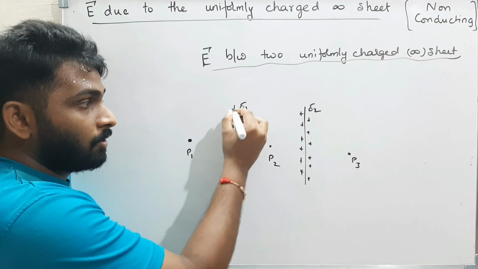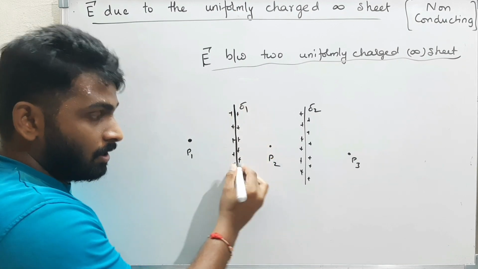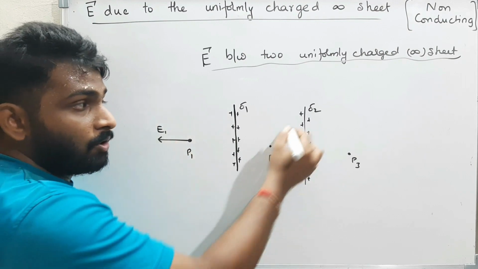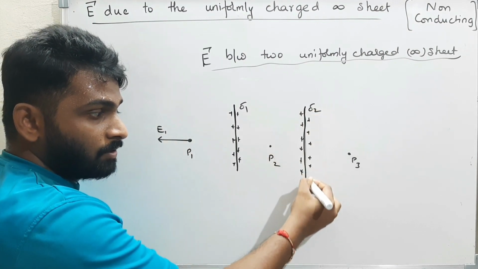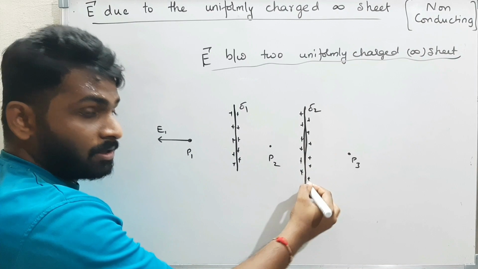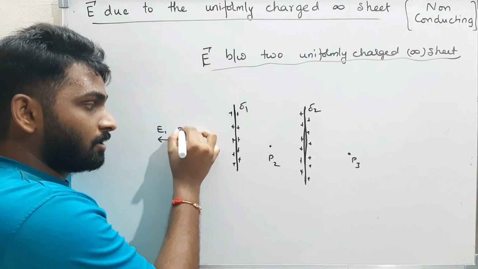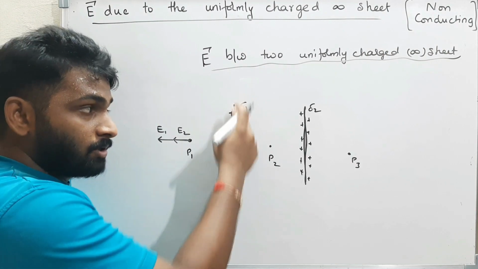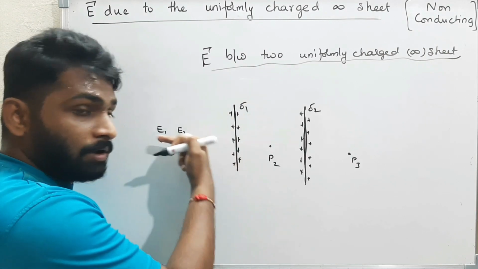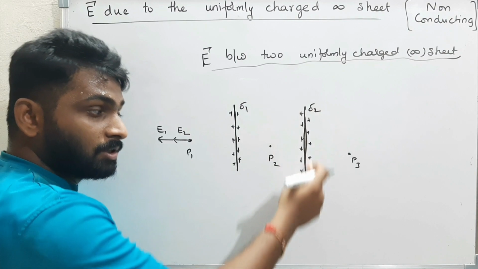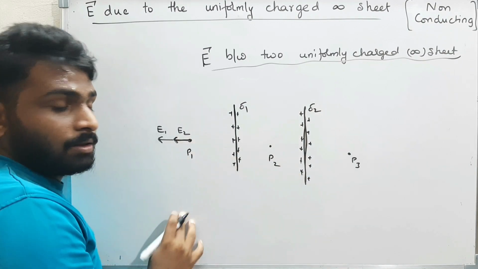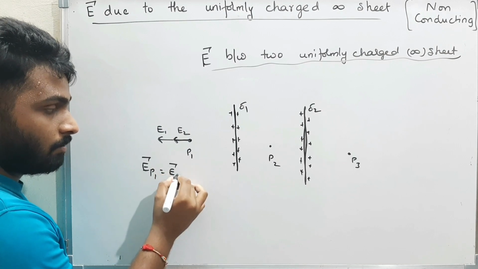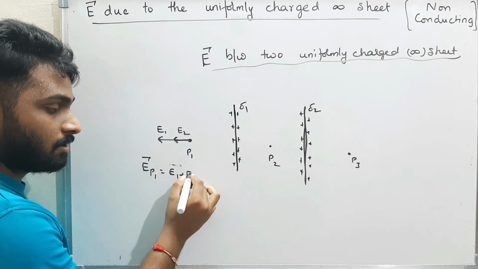Tell me. Because of this sheet, the electric field will be in this direction, E1, and because of this sheet, the electric field will be in this direction. Because of this sheet, the electric field will be in the same direction, that is E2. You will just accept that. Because this sheet is a positive charge, the electric field lines are always away. Therefore, this is E1. Even because of this sheet also, the electric field will be in this direction. Therefore, the electric field at point P1, that is E bar, is simply E1 plus E2.